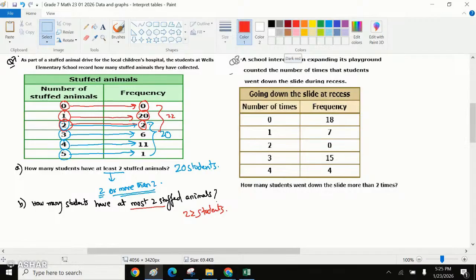More than 2 means it cannot include 2, right? So it can include 3 or it can include 4, right? So what was the total of the frequencies over here? More than 2 would mean a total of 19, right? So we can simply say 19 students went down the slide more than 2 times. Okay? Very specific question.